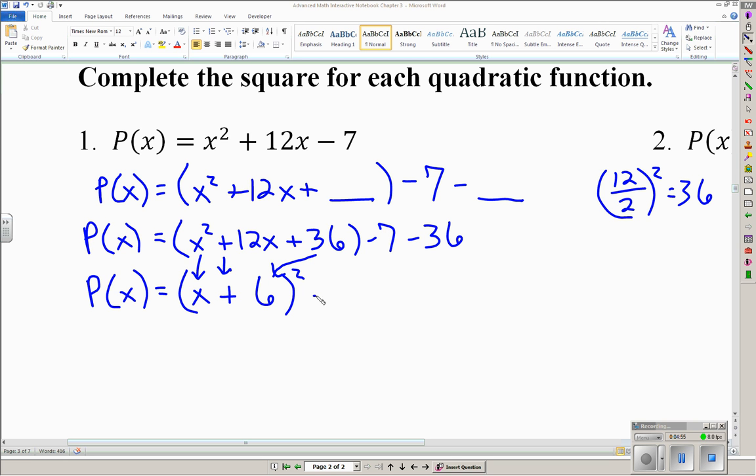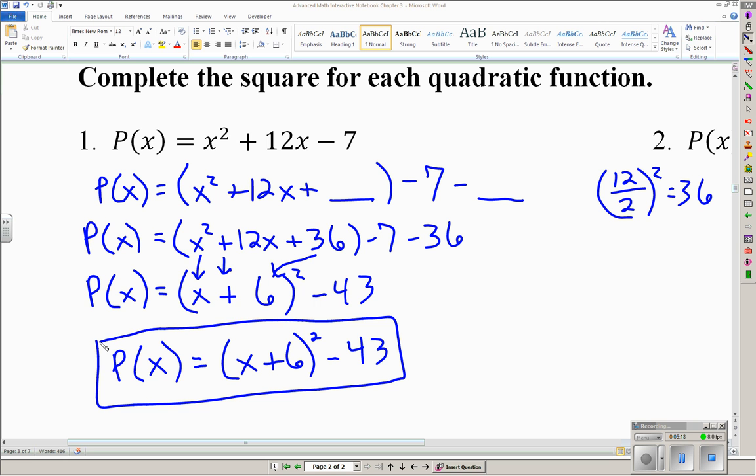Negative 7 minus 36 is negative 43. Then we would multiply both sides by a, but since a was 1, we don't need to do that. So we are technically done. I will rewrite this just to make it look neater. And what we have, p of x equals x plus 6, the quantity squared minus 43.